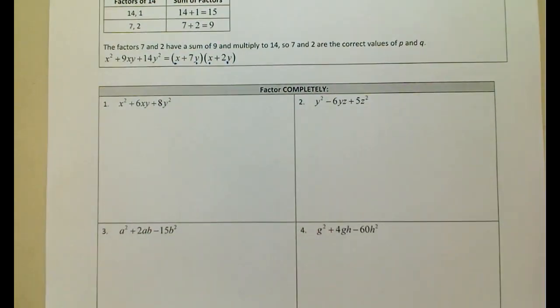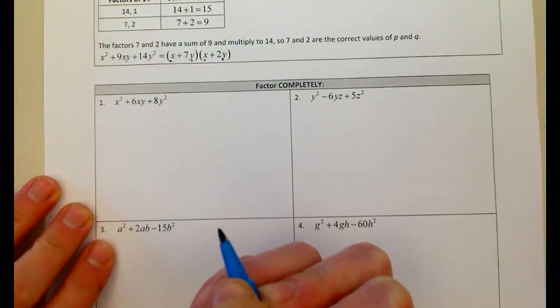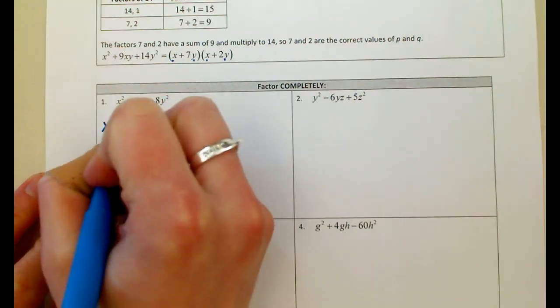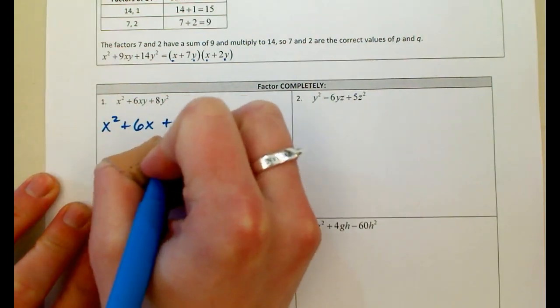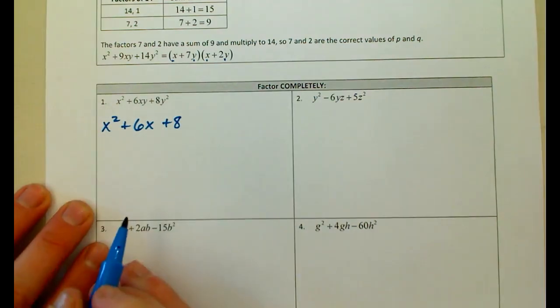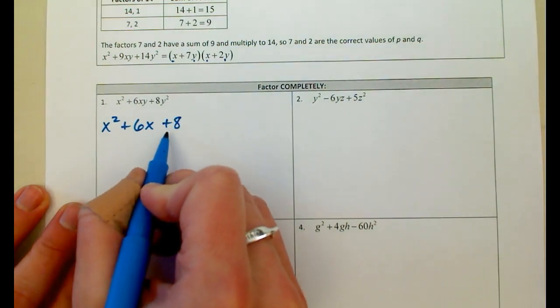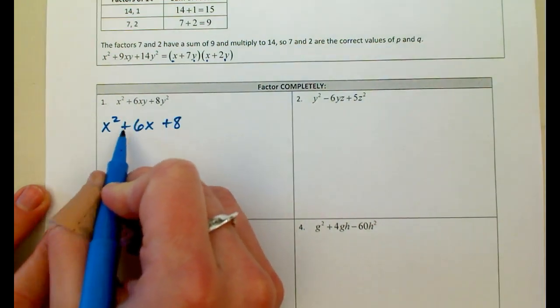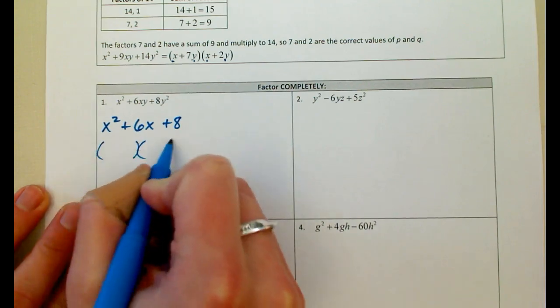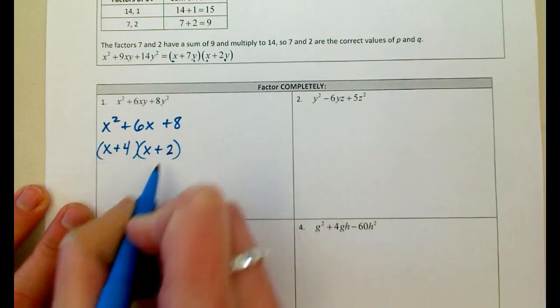So our first problem is x squared plus 6xy plus 8y squared. So the first thing I'm going to do with this is I'm going to rewrite this problem without the y's in there. X squared plus 6x plus 8. Now you should know how to do this one. We've been doing this one for quite some time now. My a term is 1, so all I have to do is find a term that multiplies to positive 8 but adds to positive 6. In this case, I would have x plus 4 times x plus 2.